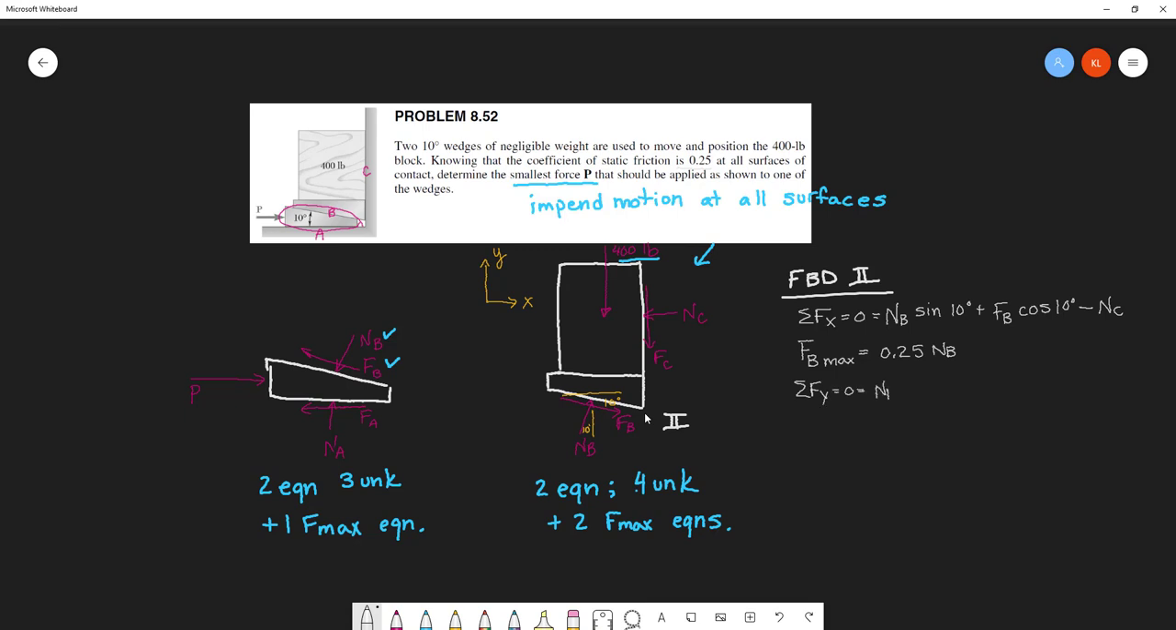Sum of forces in y. We've got the normal force at B times cosine 10, minus the friction force at B sine of 10, because it is pointing downward, minus the friction force at C, minus 400 pounds. So we added one new unknown, and we say that the friction force at C max equals that coefficient of static friction, 0.25, times the normal force at C. Okay. And there's our 4 equations and 4 unknowns.